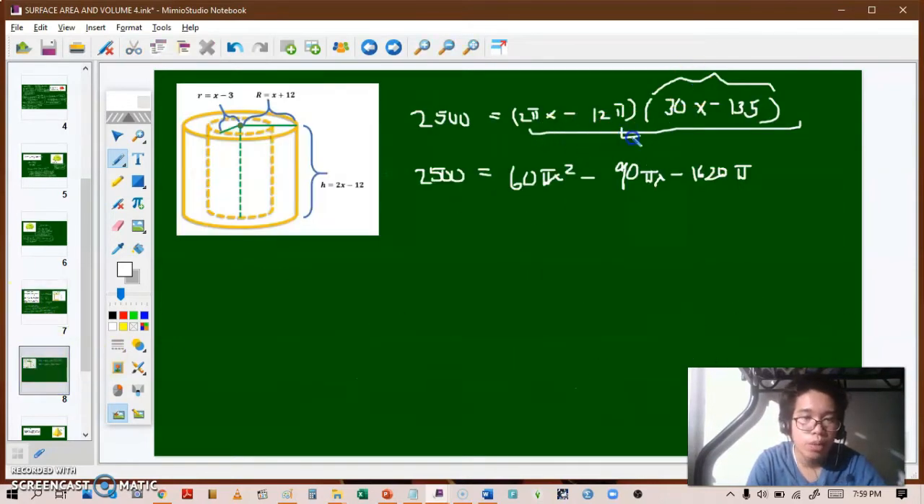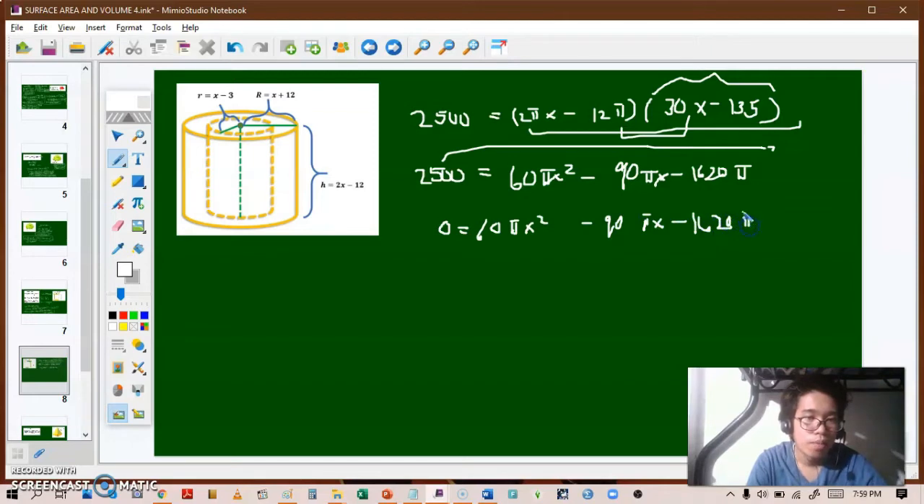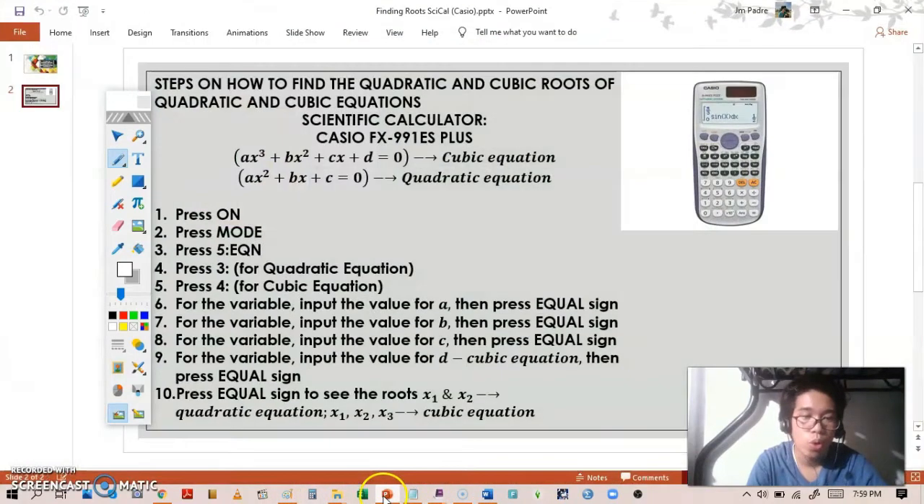And then if we get the product of these two binomials, we'll get a trinomial, so that will be 60 pi x squared minus 90 pi x minus 1620 pi. And if we transpose 2500, we get 0 to solve for the value of x, so this will be 60 pi x squared minus 90 pi x minus 1620 pi minus 2500. And again, using your scientific calculator, you can solve for the quadratic roots of this equation.